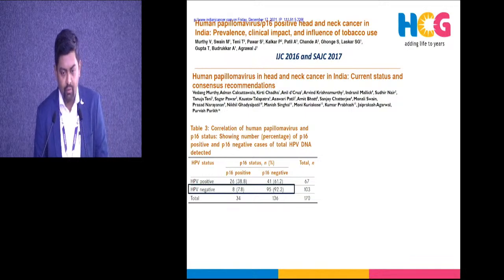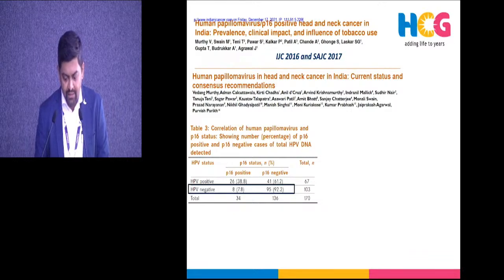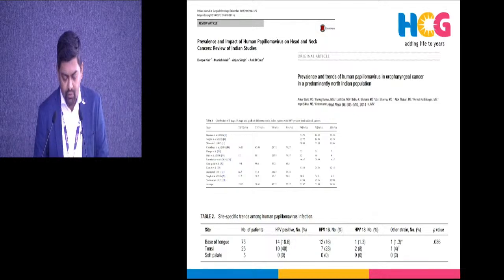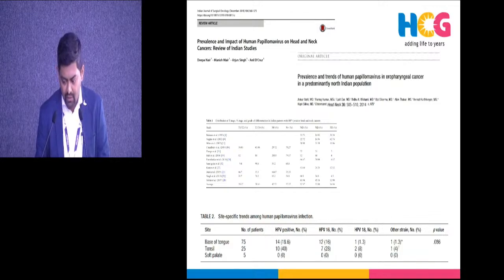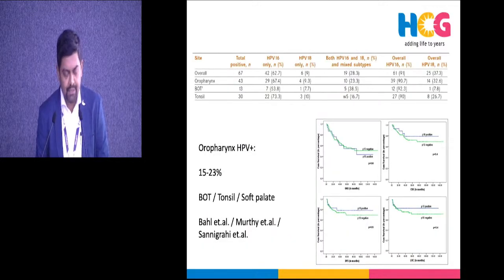Now, long back, about 6-7 years back, in the Indian Journal of Cancer and then the South Asian Journal of Cancer, there are these two articles of the Indian data of HPV, both from TMH, and we can see the majority is P16 negative. The P16 positive is a very rare cohort for us. From the north and southern parts of India also, there are isolated data. So across all the data, we come to this, that oropharynx HPV positive is ranging between 15 to 23%. The predominant sites are base of tongue, tonsil, soft palate. These are the three main articles highlighting that.